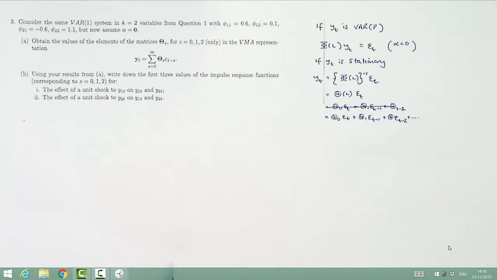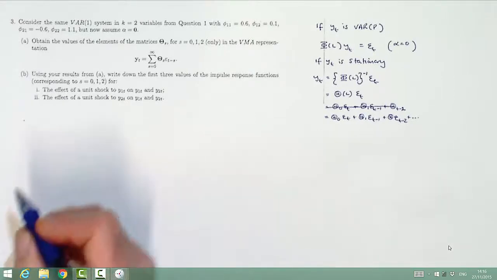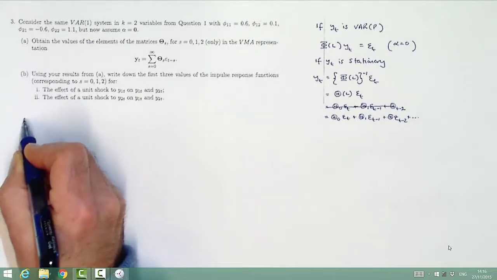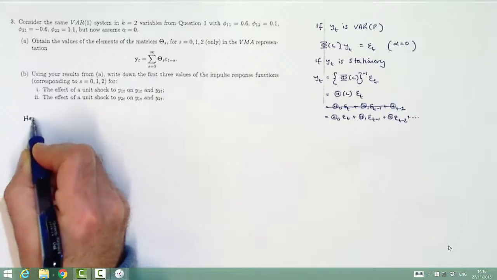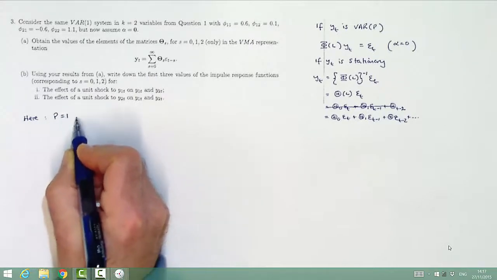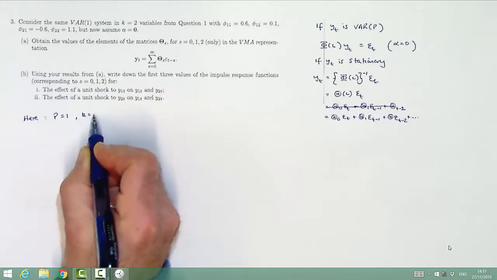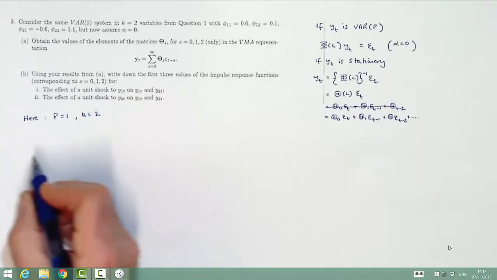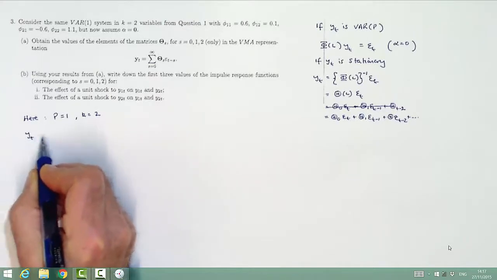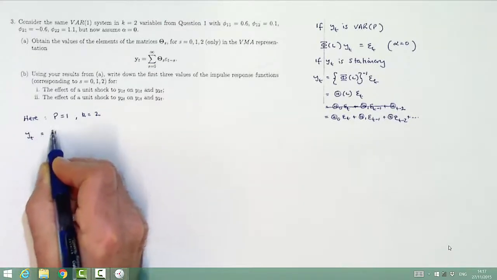Now returning to the question, we go to the VAR(1) process and we're asked to calculate the Θ_0, Θ_1 and Θ_2 associated with this process. In this case we have p equal to 1 because it's a VAR(1), K equal to 2 because it's a bivariate VAR. The easiest way to uncover those theta matrices is via back substitution.